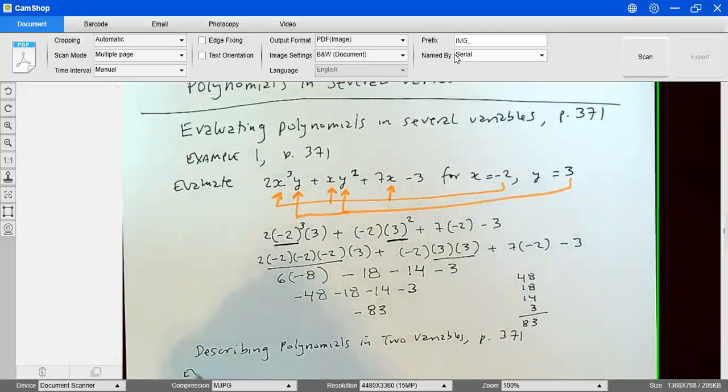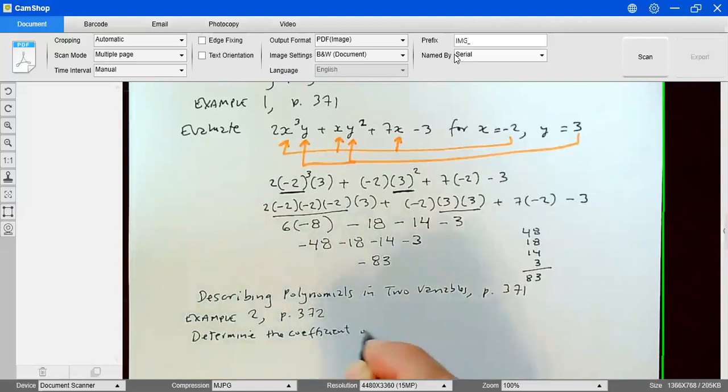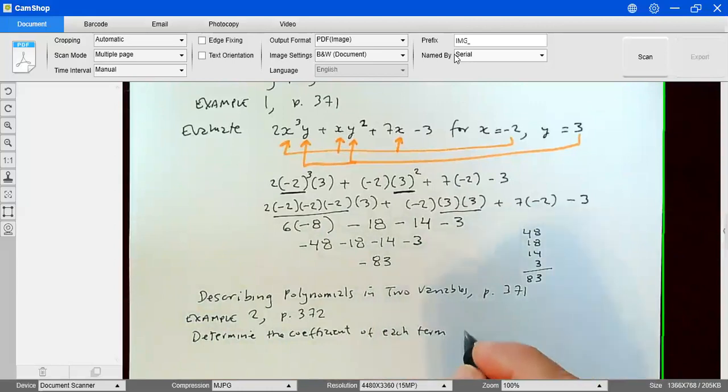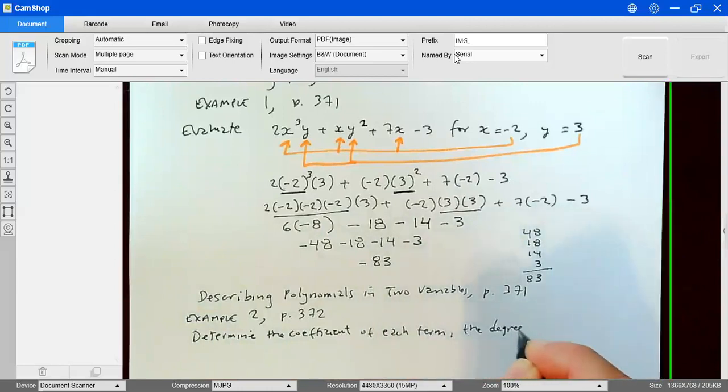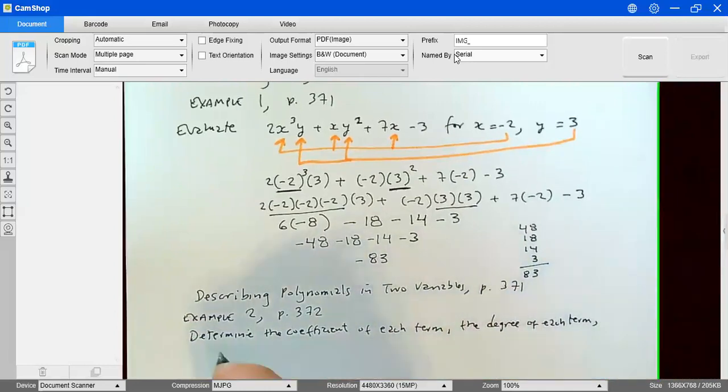So we're going to work on example 2 on page 372. It says that we're going to determine the coefficient of each term, the degree of each term, and the degree of the polynomial.